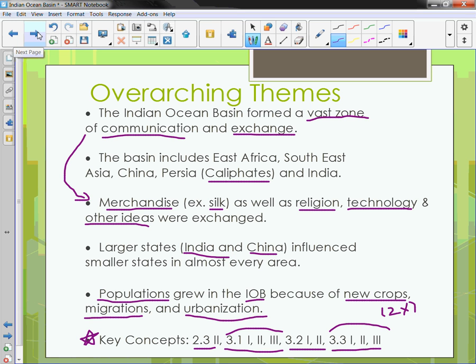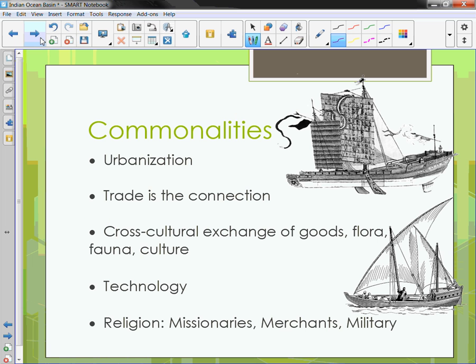Okay, so let's get started by looking at China. Since we already went, oh, excuse me, sorry, we've got to go over commonalities first. Geez, Miss Naylor. All right, so the commonalities, they were all experiencing urbanization.